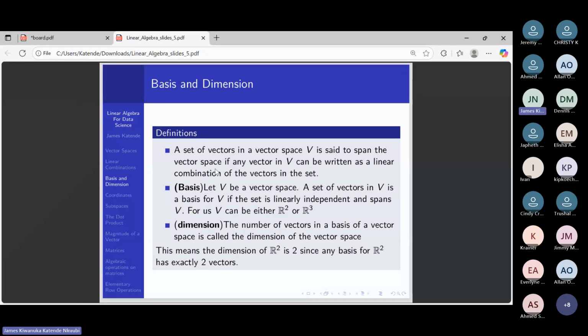So we have a set of definitions here we shall look at. If you have a set of vectors in a space V, it is said to span that vector space if any other vector in V can be written as a linear combination of the vectors in the set. So we have looked at an example of two vectors in R2, and any other vector in R2 can be written as a linear combination of the two vectors in the set that we looked at. You can extend this to any vector space.